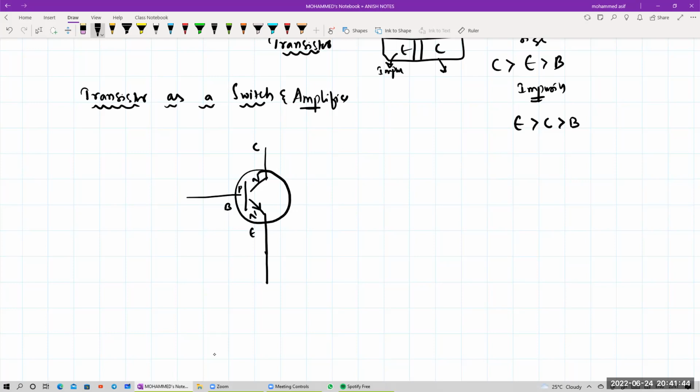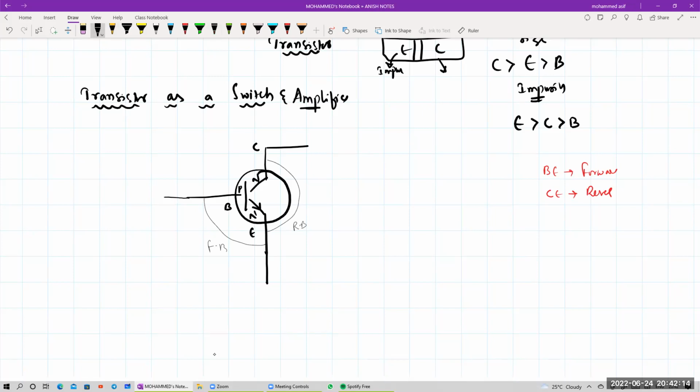You know that in the switching connection, base and emitter should always be forward biased. Collector and emitter should always be reverse biased. This is a basic condition. That means between these two, it should be forward biased, and these two should be reverse biased.